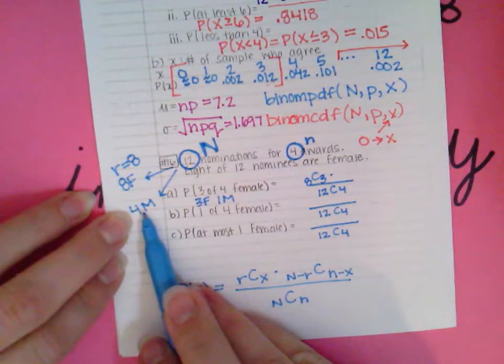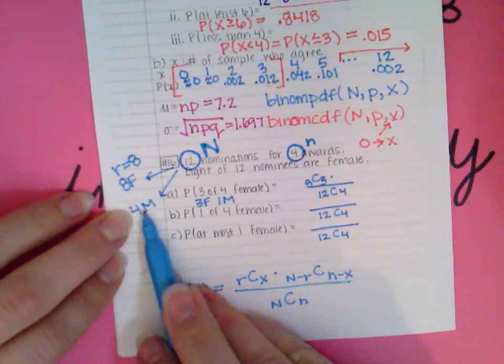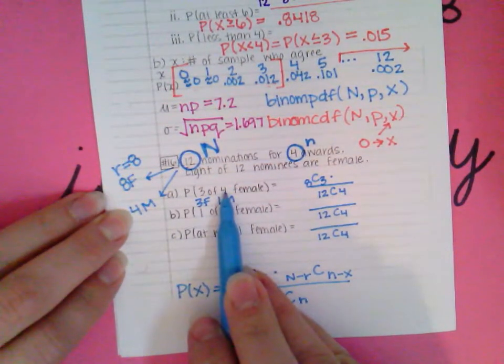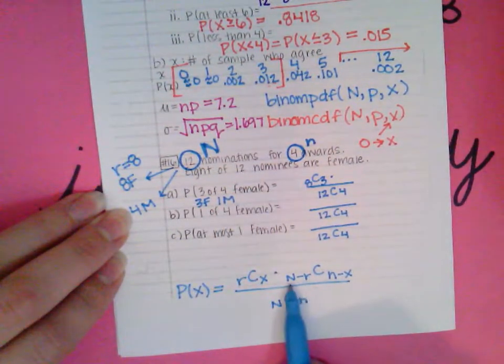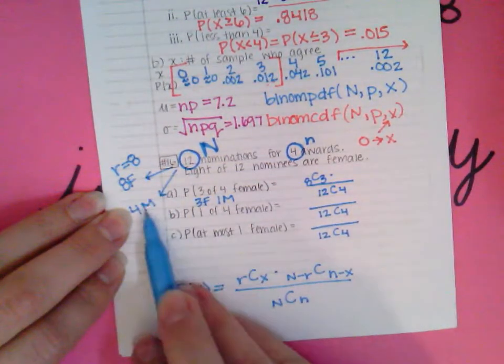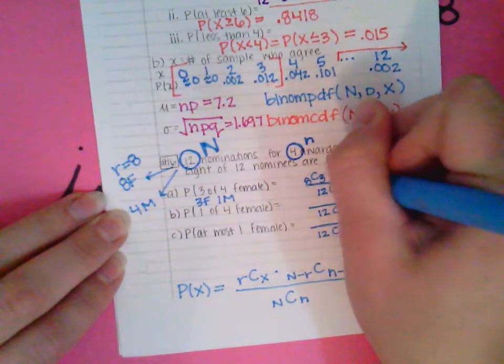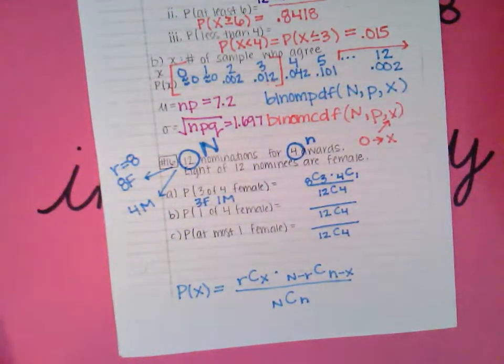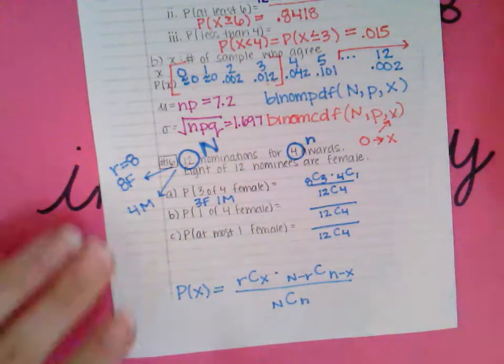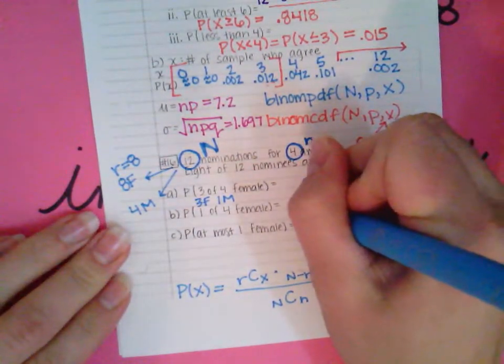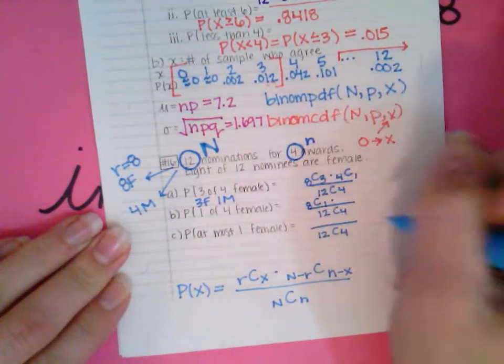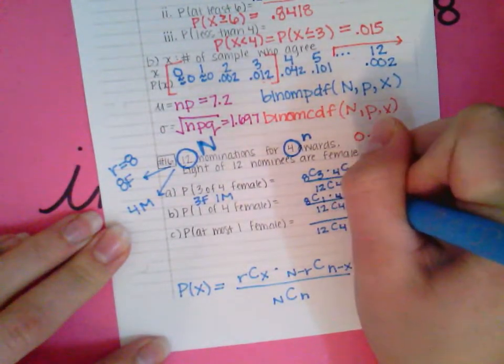I need to now look at what's left over. Out of the 4 males, choose 1. That's where n minus r, 12 minus 8 gives me 4. 4, choose 1. You then just plug this into your calculator and go from there. So 1 of 4 are female, so 8 females choose 1. 4 males choose 3.